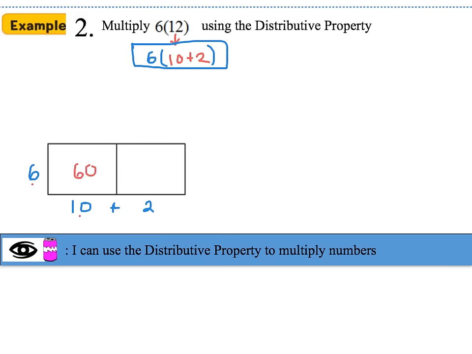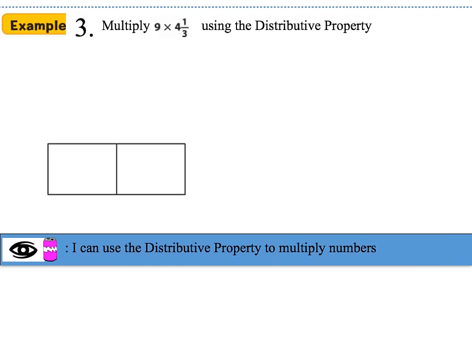That's the same thing as us doing this, 6 times 10. And we still get 60. Let's find the area of the second rectangle, which would be 2 times 6, or 6 times 2, which is 12. That's the same thing as us doing 6 times 2 up here. And let's add them up. If we add all the numbers inside the box, we get the total area of 72.